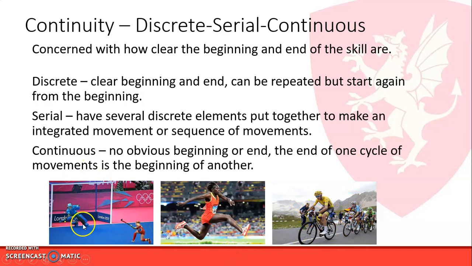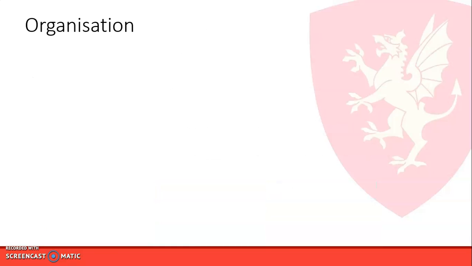A lot of skills within team sports might be considered to be discrete, whether it be catching, passing, or tackling, because you can see where the skill starts and where the skill ends. But depending on what context you're talking about, it will ultimately determine how you classify what sort of skill yours is on the continuity continuum, whether it be discrete, serial, or continuous. So again, being able to link it and justify why you've put it in that place on the continuum.